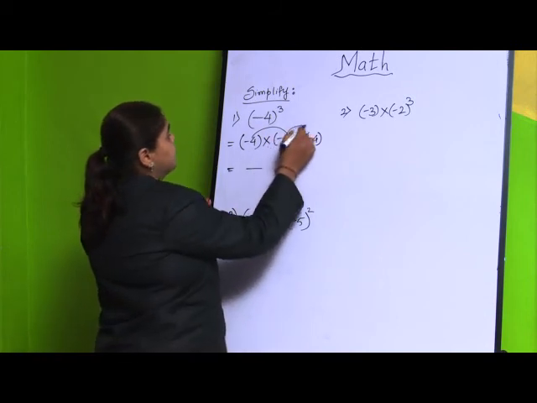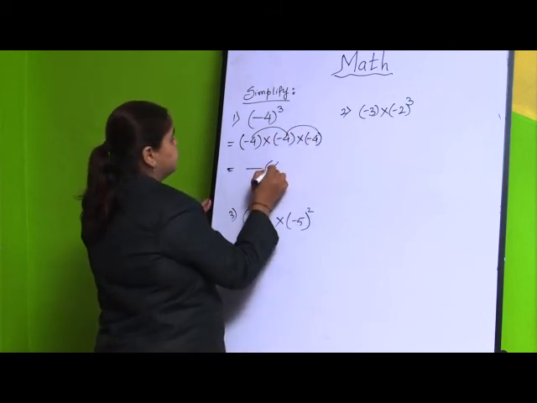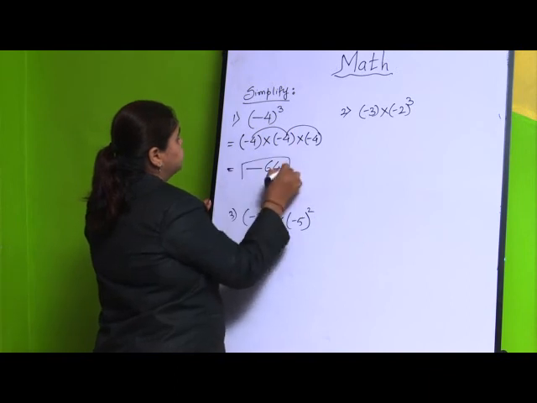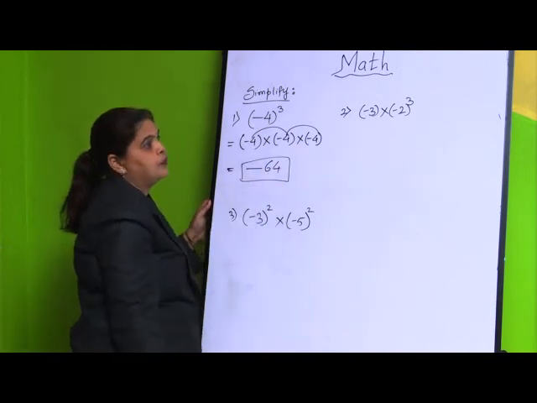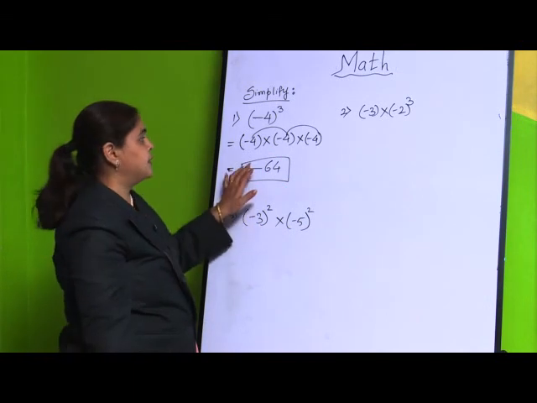So, we will write minus, 4 4s are 16 and 16 4s are 64. This is your answer, that is minus 64. Minus 64 is the answer.